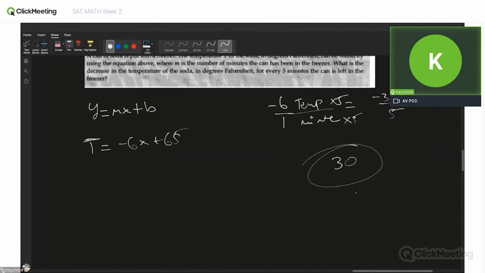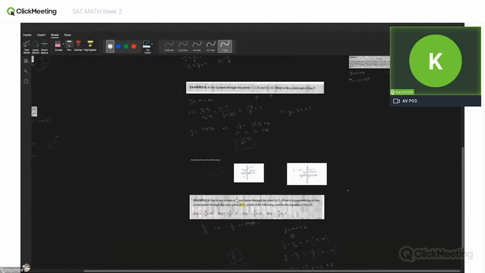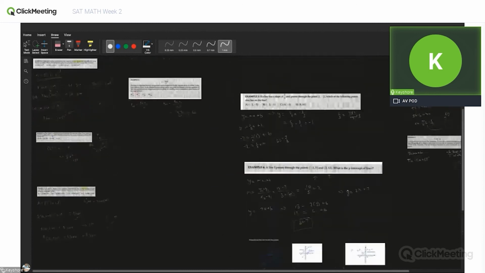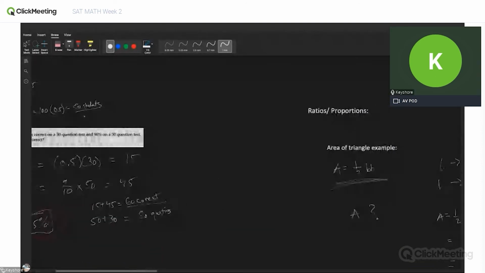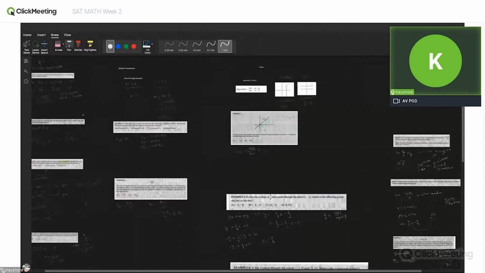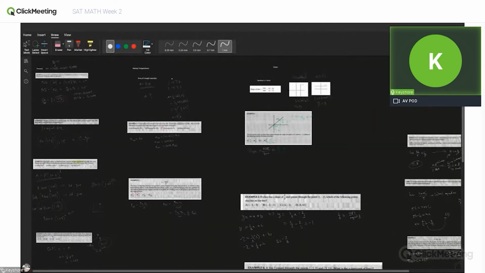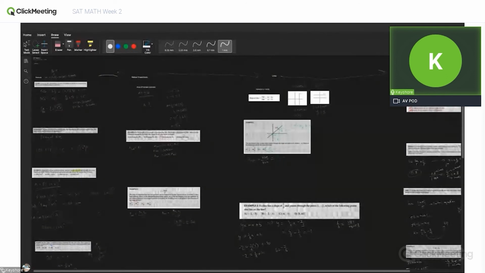So if we just pan out, this is all the work we did. We started on percents, and then we went into ratios. Oh my God, a lot of work. And then we moved on to lines. So we started on percents to ratios to lines to interpreting models. So a lot of major concepts that you will look at on the SAT.